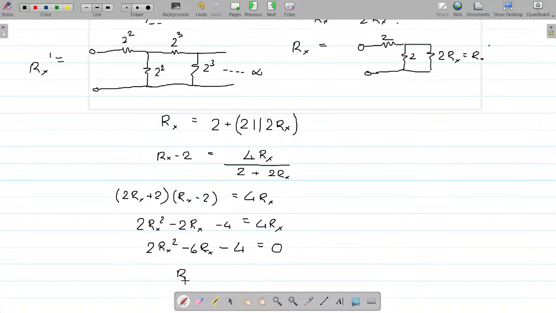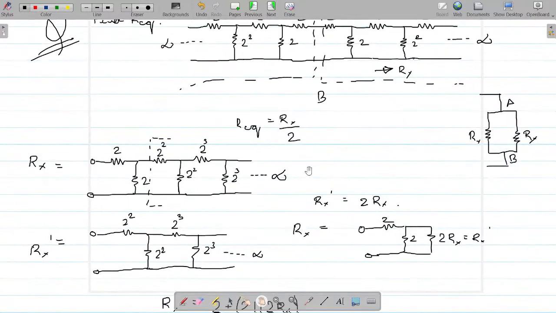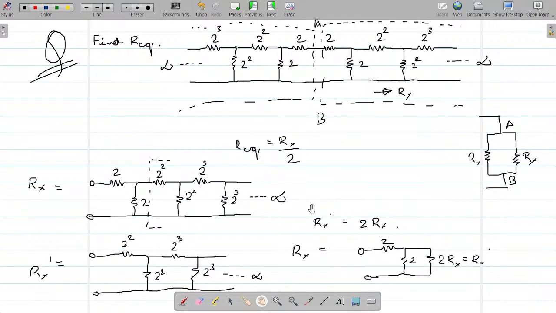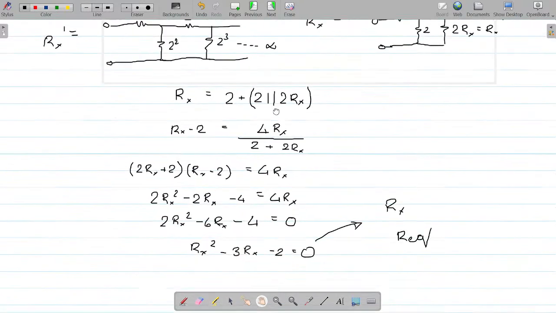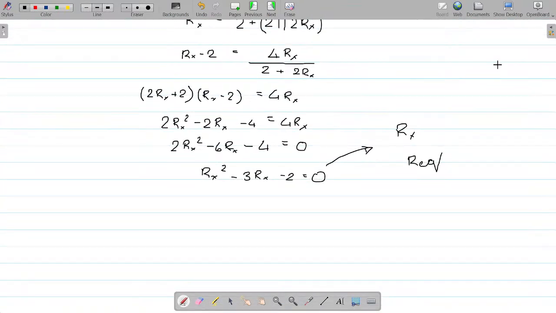Okay, so your final equation becomes Rx square minus 3Rx minus 2 is equal to 0. Solve this quadratic, find Rx, and what will your R equivalent become? What did we find out our R equivalent to be? R equivalent was Rx by 2. So whatever Rx you calculate, your R equivalent would be Rx by 2. Find out the Rx from this quadratic equation.